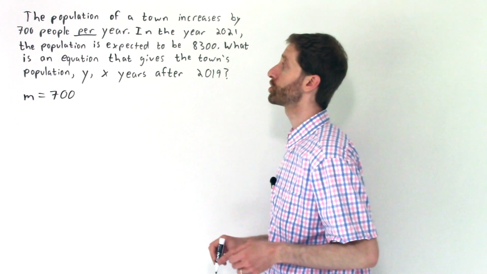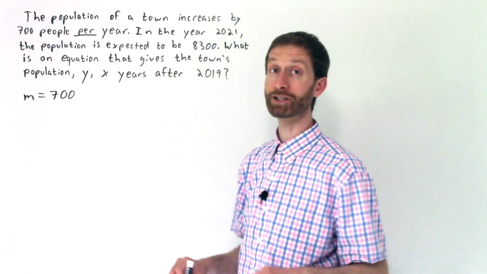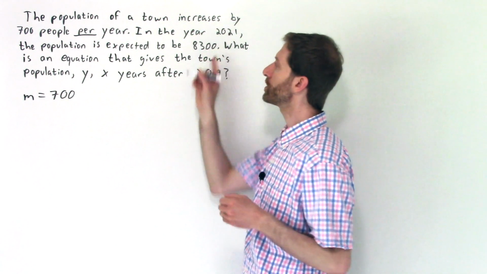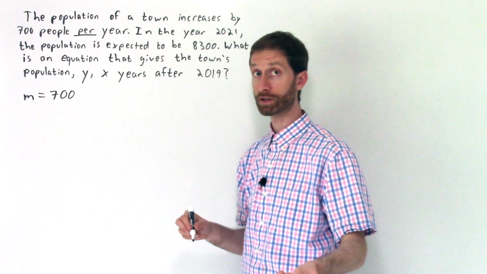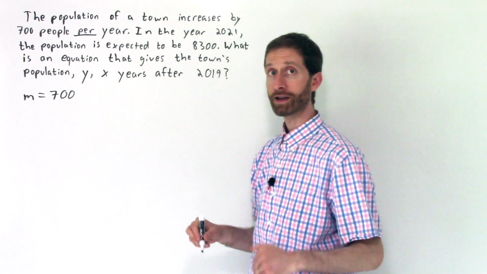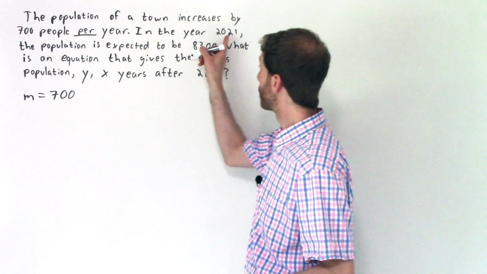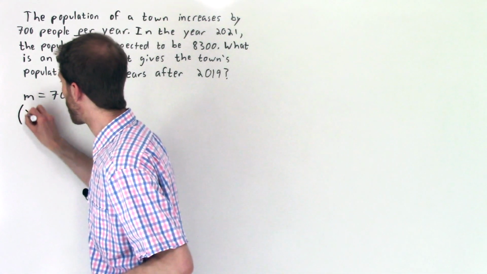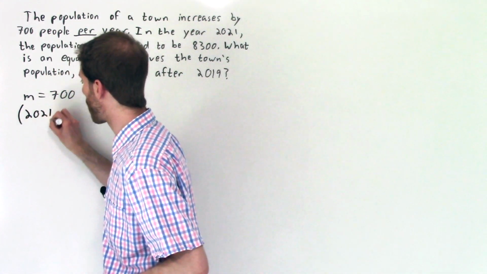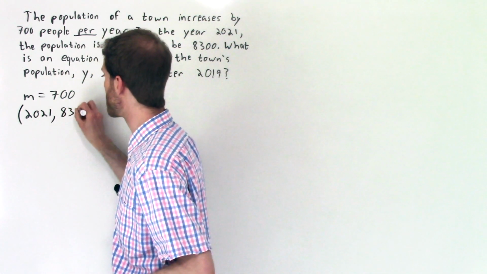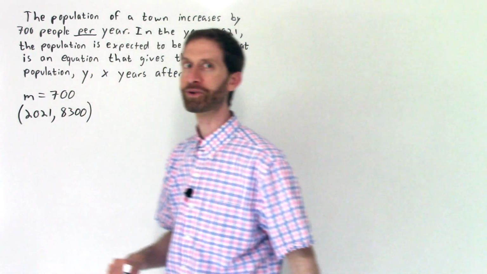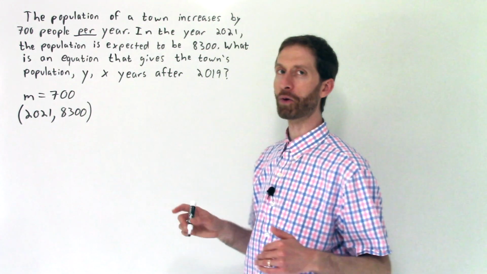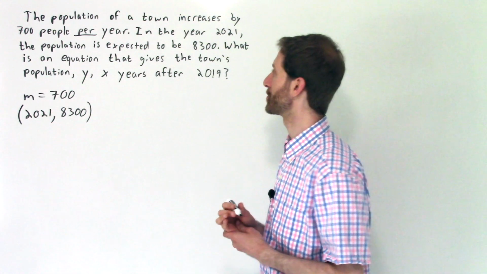In the year 2021, the population is expected to be 8,300. Now here's the thing. That's two different kinds of units. You have years and you have population. That's a coordinate followed by another coordinate. It's actually a point. So you're actually being told when x is 2021, the output will be 8,300. Isn't that pretty sweet? I think it's pretty cool. So let's see if that holds up, but that's just a little bit of a translation that I'm doing.